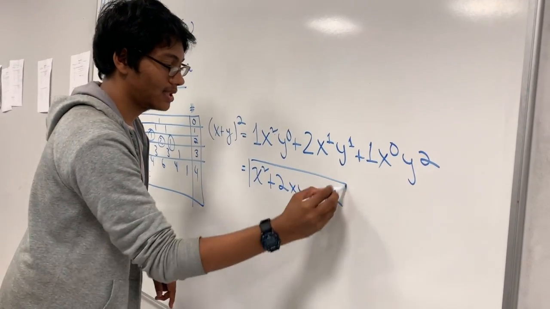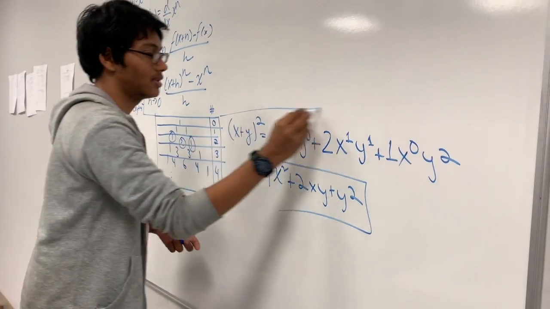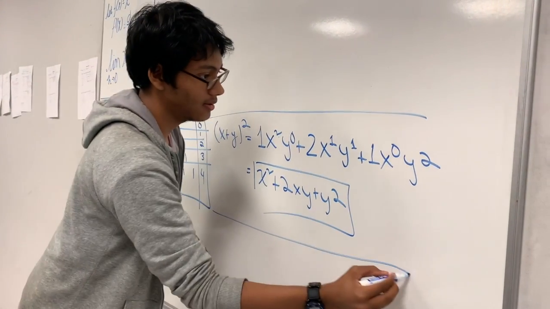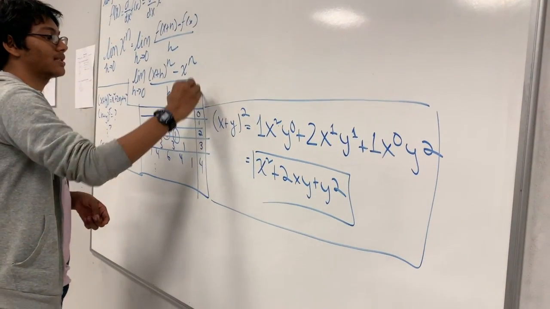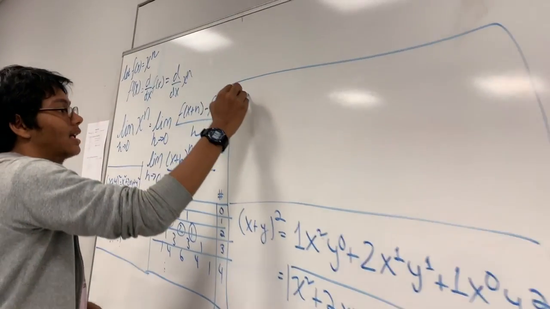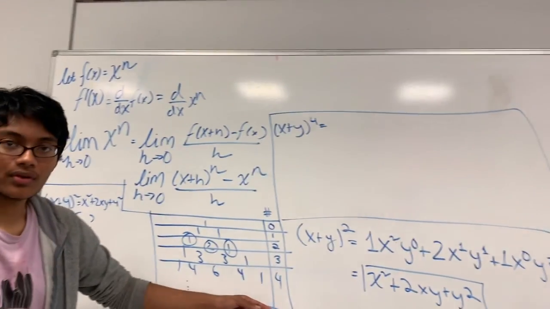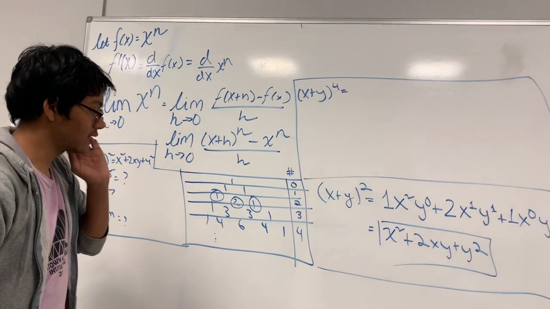Right? That's pretty simple. And let's do one more, just for the sake of understanding. If I want to find the binomial expansion for, say, x plus y to the, I don't know, 4, I'm going to look at the fourth row of the Pascal triangle.